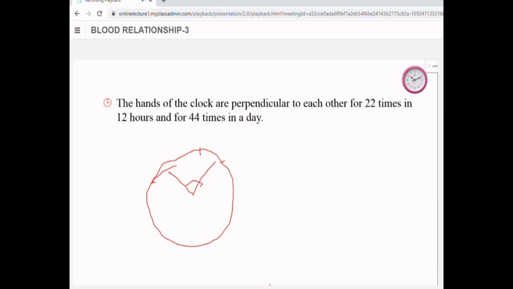Between 2 and 3, 2 और 3 के बीच में, only once it becomes 90 degrees, and between 8 and 9 also once it becomes 90 degrees. Between 12 and 1, twice it will become 90 degrees. Between 1 and 2, twice it will become 90 degrees. But between 2 and 3, only once. And so it's not 24, but it is 22. Twice it becomes, only once between 2 and 3 and between 8 and 9.